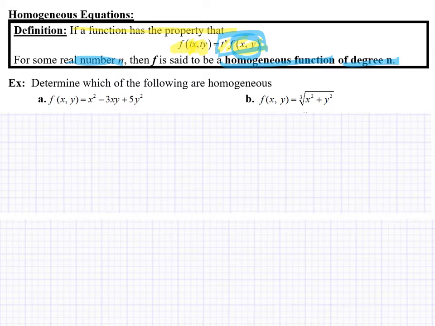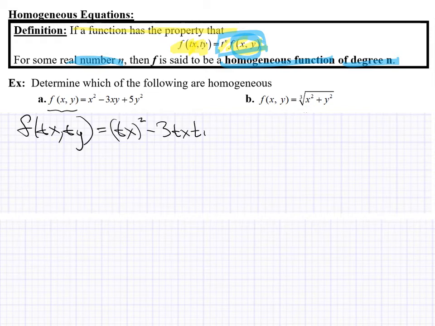And so it's pretty easy to do this. This is not complicated. This is something you may have discussed way back when you first learned about functions themselves. So if we look at a here, f of x, y equals x squared minus 3xy plus 5y squared. This is a two-variable function. Both x and y are in this function. So I'm going to evaluate it at tx, ty. All I do is plug tx in every time I see an x, so tx squared minus 3 times tx, and a ty every time I see a y, so ty, plus 5 times ty squared.